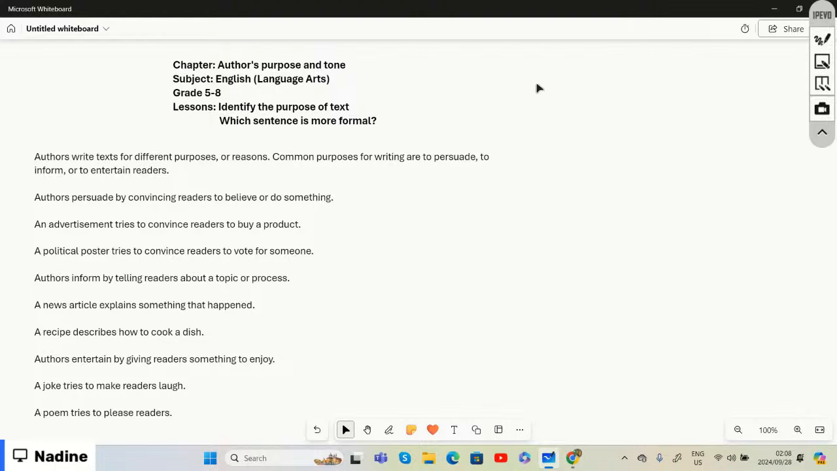So authors write texts for different purposes as well as reasons. The common purposes for writing are to persuade readers, to inform readers, or to entertain us as the readers. That is basically the purpose of writing these texts, or the reasons for writing these texts.